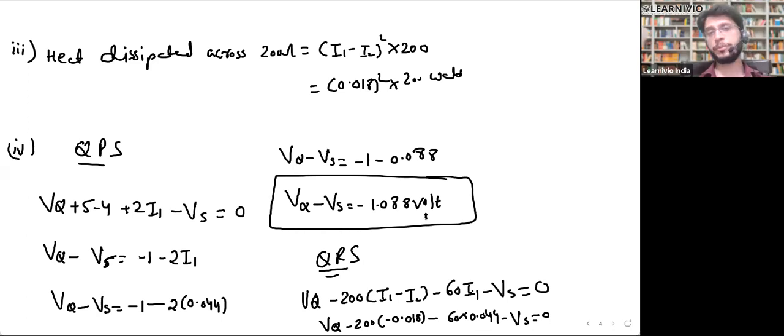So these are the extreme type of questions one can get in Kirchhoff. So I got the same answer. VQ minus Vs is negative. I got it in negative, like minus 1.02. So I'm also getting minus. So that minus sign simply means that VQ is at lower potential, Vs is at higher potential. That's it.